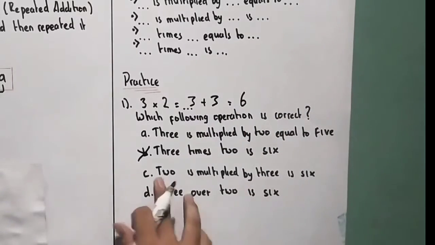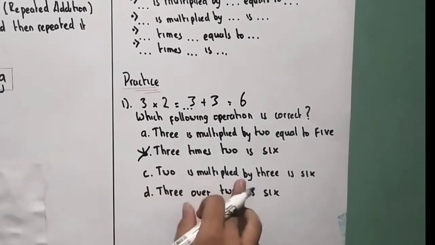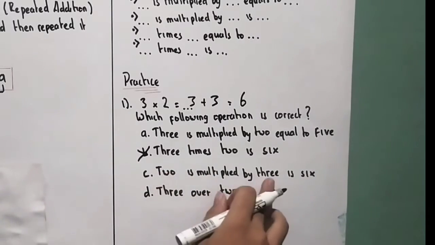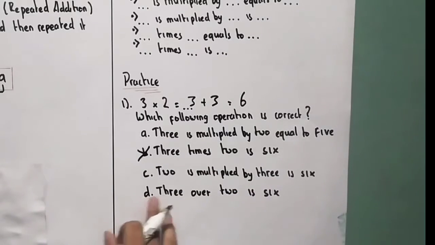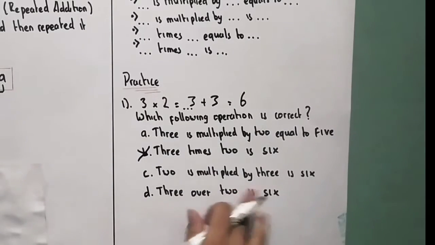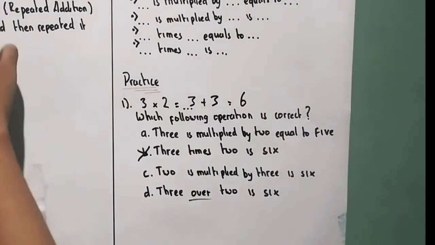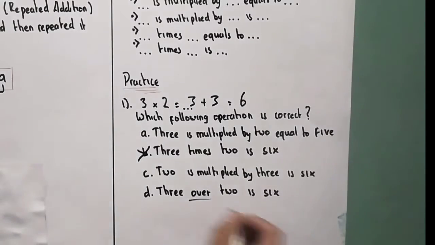But in the C, 2 is multiplied by 3 is 6. I think it's wrong because it should be 3 multiplied by 2. So, D, 3 over 2 is 6. Let's see the operator. It does not include the multiplication operation. So, D is wrong.